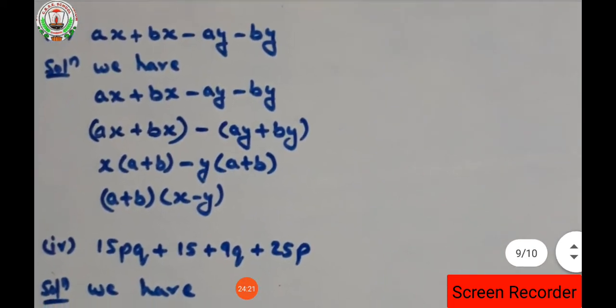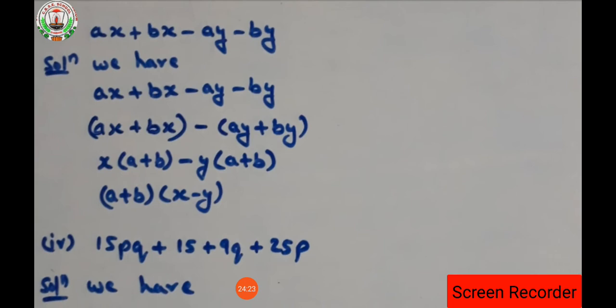Similarly for third, ax plus bx minus ay minus by. So making the pair of the terms ax plus bx minus ay plus by. We had taken common minus over here, that's why inside the bracket it will be plus. So taking common x, what is left? a plus b is left. Taking common minus y, it will be a plus b. Now a plus b is common, so a plus b into x minus y is the answer.